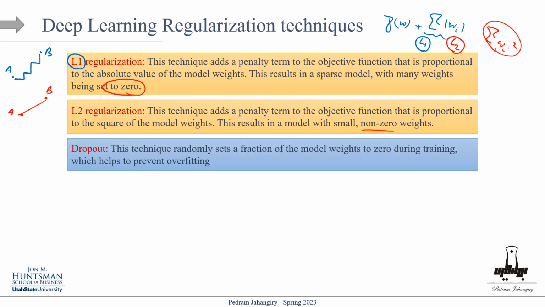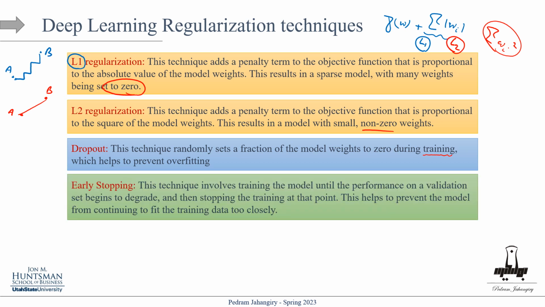The next one is dropout. This is maybe one of the most commonly used techniques, and it is pretty simple. It randomly sets a fraction of model weights to zero, and it happens only during training. This is really important: it sets those weights only in the training part of the process. This helps to prevent overfitting. I'm going to talk about dropout in the next slide, as there are more details to cover.